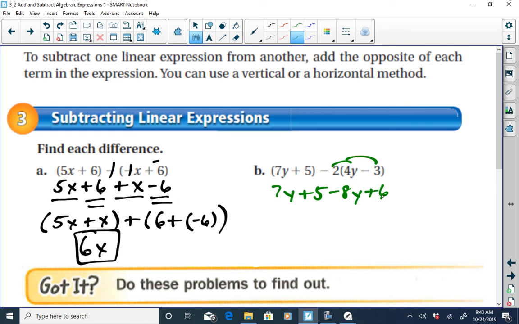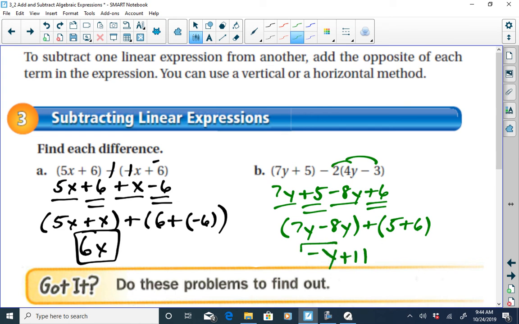All right, and then once we do that little step, we go back to the same process we've been using. Identify your like terms. Right, group your like terms using parentheses. 7y minus 8y. Then we have plus, this is 5 plus 6. 7y minus 8y is negative 1y. 5 plus 6 is 11. Right, there's your simplified expression.